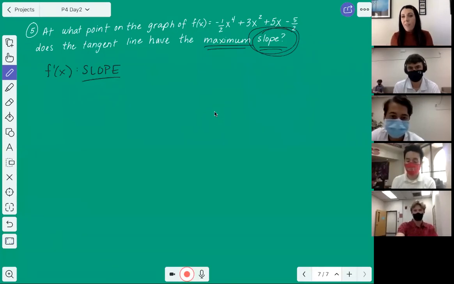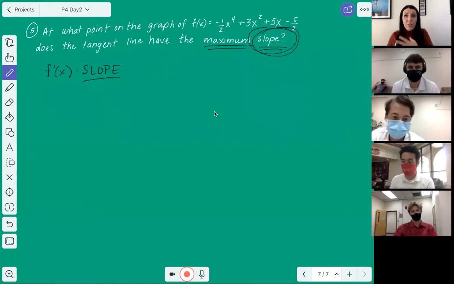So again, if I wanted the maximum area, we take the derivative of area, set it equal to 0. If I want the maximum volume, we take the derivative of volume and set it equal to 0. What will I have to do to get the maximum slope? Let's go to Tanner. How would I find the maximum slope?